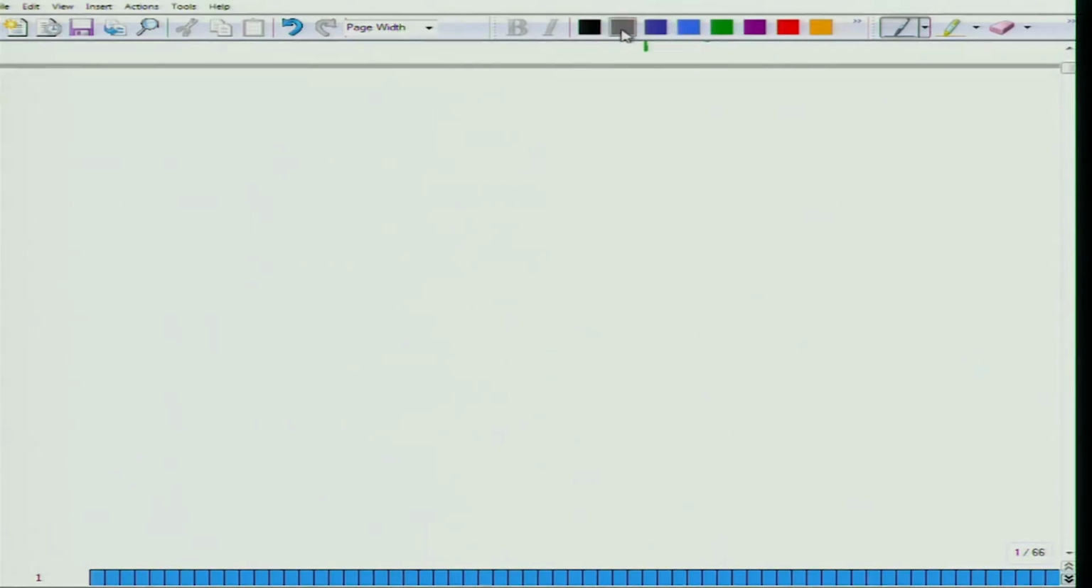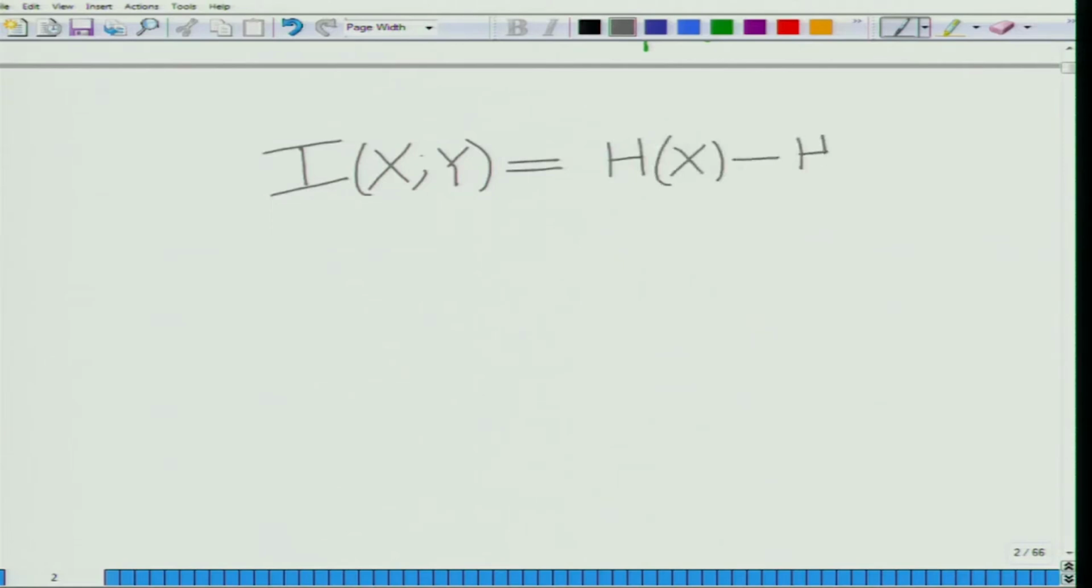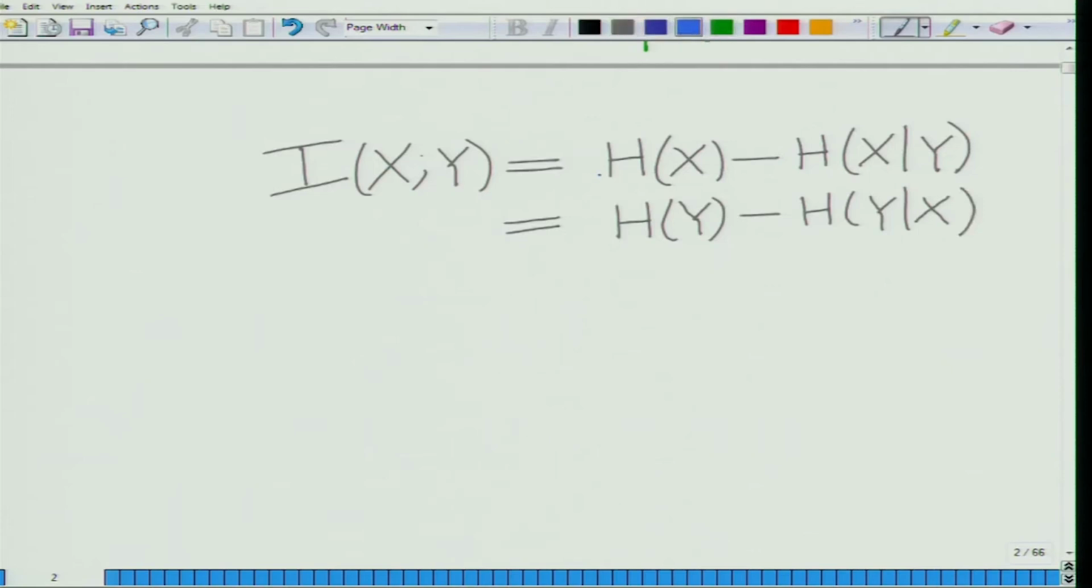And we already have seen what the mutual information is. Remember we said this has a fundamental role to play in defining the rate at which information can be transmitted across the channel. This is H(X) minus H(X given Y), which is also equal to H(Y) minus H(Y given X). Okay, so if you look at this, this is basically the uncertainty in X.